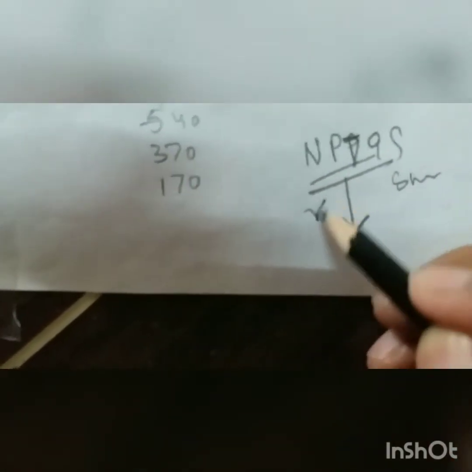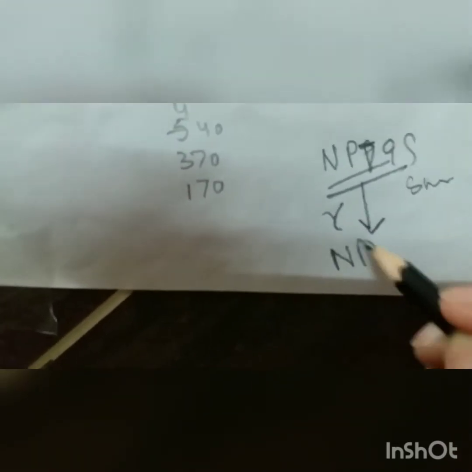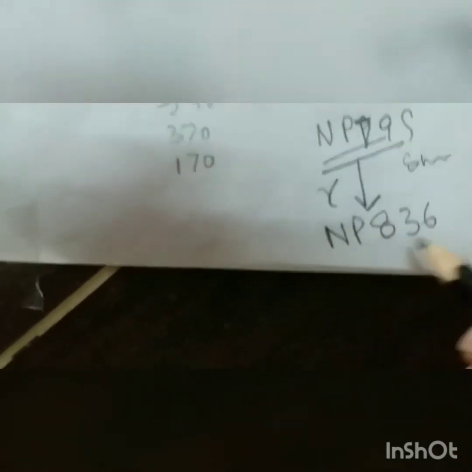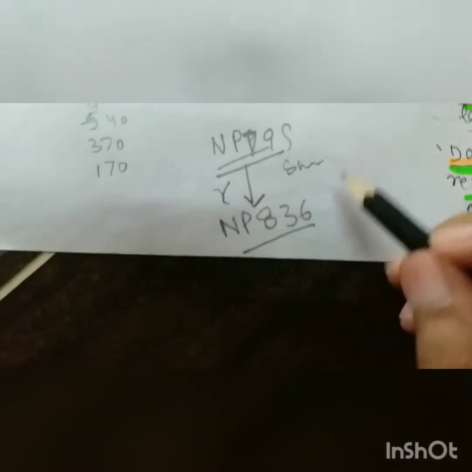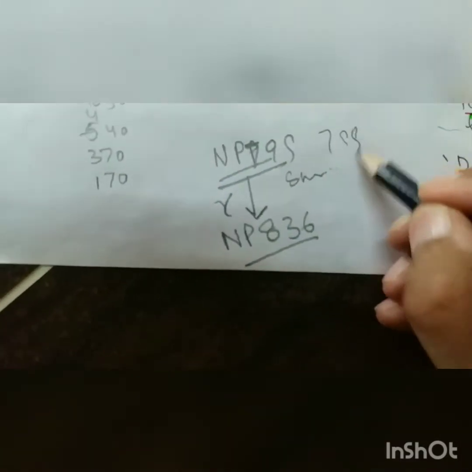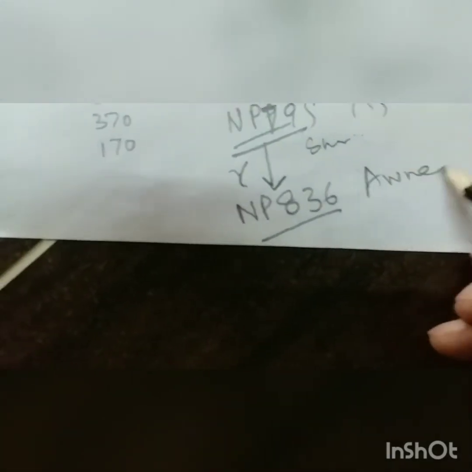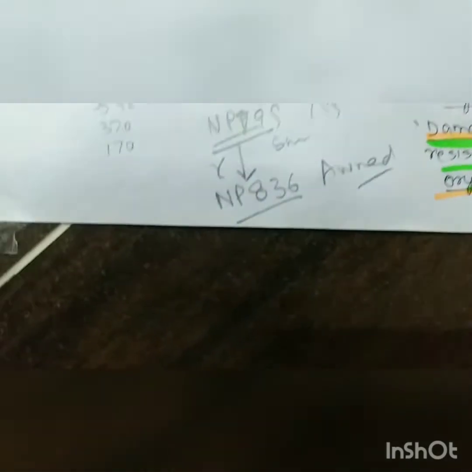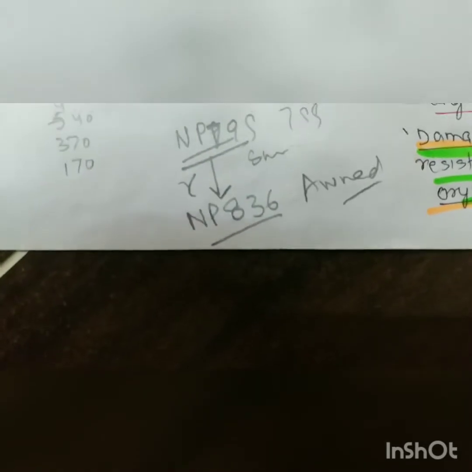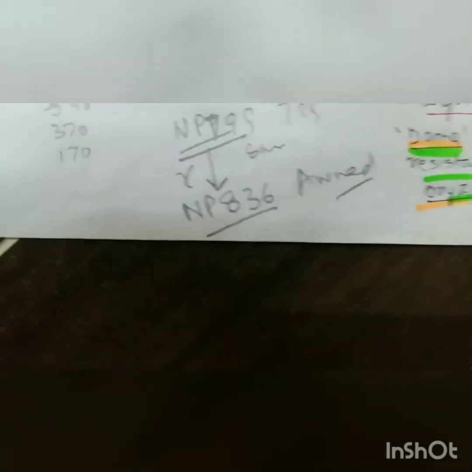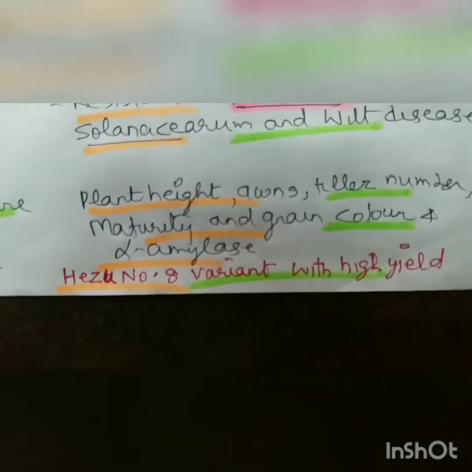Then we have the father of that, Swaminathanji, M. S. Swaminathan. They just applied gamma rays and it came to the NP variety called 836. Nothing changed from 799 to 836, except it is an awned variety. When a bird wants to sit, the awns prick it, and the bird will fly. So it will save the crop from the damage. We were getting 40% damage.